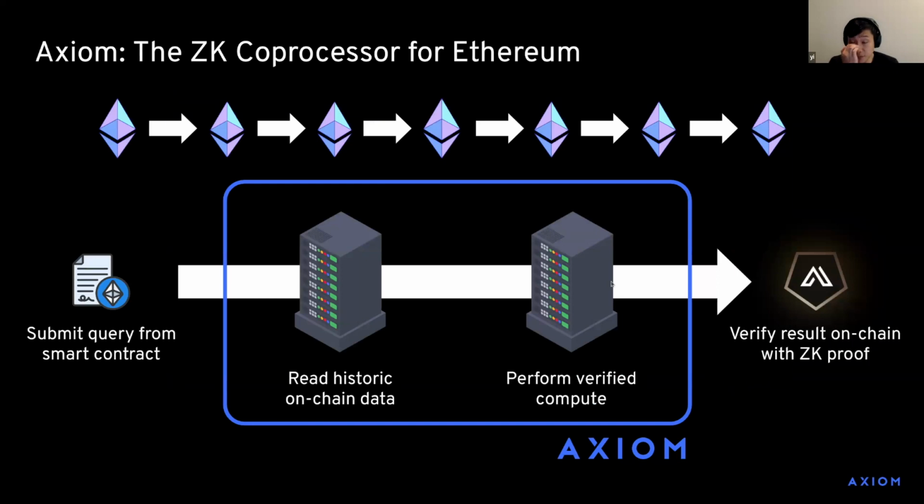And so we've packaged this up into something we're calling a ZK coprocessor for Ethereum. What that means is we allow smart contracts to query Axiom on-chain and perform two operations. One is we index the queries and read historic on-chain data from the history of Ethereum. Secondly, we perform verified compute on that data. And when we finally come to a result, we generate a zero-knowledge proof that the result's actually correct. So once we verify that proof on-chain, the result is deposited in a trustless way for any other smart contract to use.